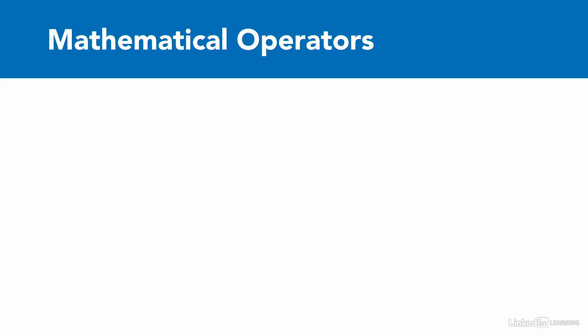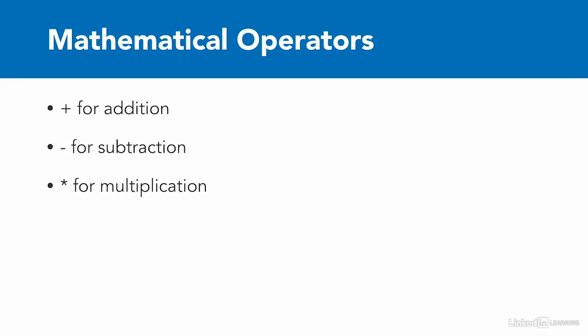We'll start with mathematical operators, which again let you do arithmetic calculations. Most of them are common, and you've likely seen them before. We have the plus sign for addition, the minus sign for subtraction, the asterisk for multiplication, and the forward slash for division. So for example, 7 divided by 14 is 0.5 or 1/2.